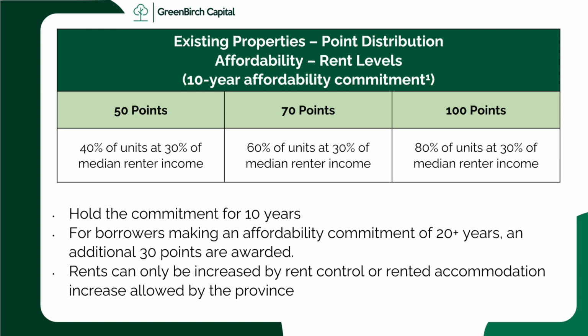Keep in mind, if the affordability commitment is increased to 20 years or more, then an additional 30 points are awarded. So, for example, if you have 60% of your units in an existing building at or below median renter income, you get 70 points. And if you commit to that affordability for 20 years instead of 10, then you add 30 points on top of that 70 to get 100 points.